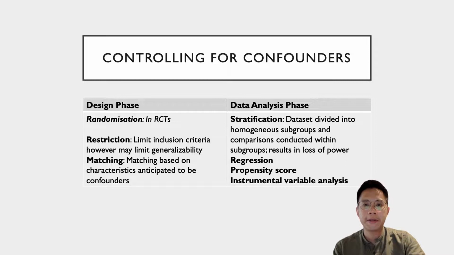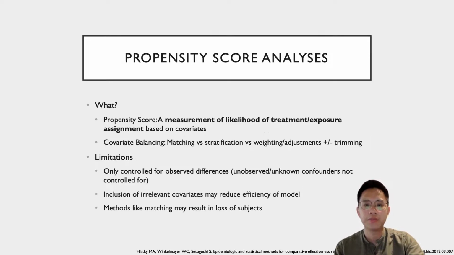Instrumental variable analysis is a newer technique that's sometimes used, but will not be covered in this video. So firstly, we'll talk about propensity score analysis and then how we can use the propensity score in controlling for variables. We begin by defining what a propensity score is. A propensity score is basically a measurement of the likelihood of receiving treatment or exposure based on certain covariates.